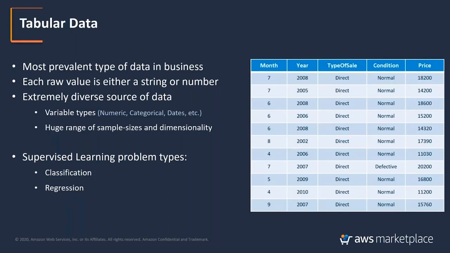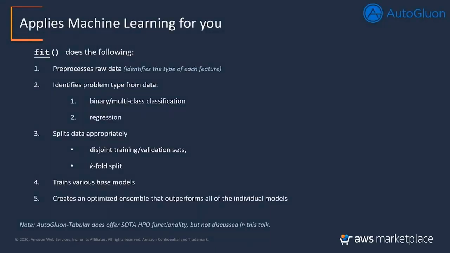So for supervised learning problem types, we have classification and regression. Classification would be like predicting the type of sale or the condition, where it's just one of several values. And regression would be like predicting the price or the year of something, where it could be any number of values and it's numerical.